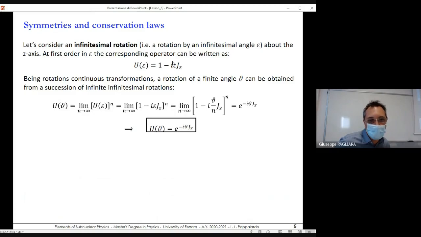Now we write the approximate expression of our elementary rotation. We can express epsilon, which is the infinitesimal angle, as the finite angle theta divided by n, which is the number of steps, okay? And this limit is a known limit from mathematical analysis, and it is equal to e to the minus i theta Jz, okay? So overall, we found that this operator, the rotation corresponding to a finite angle, we can express as e to the minus i theta Jz.